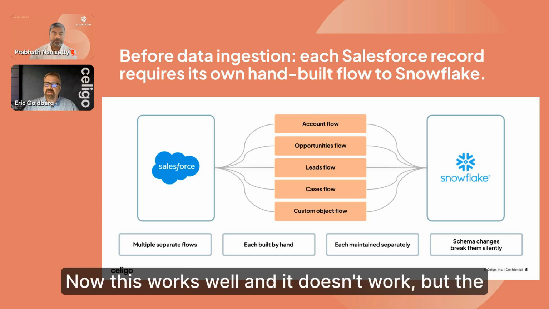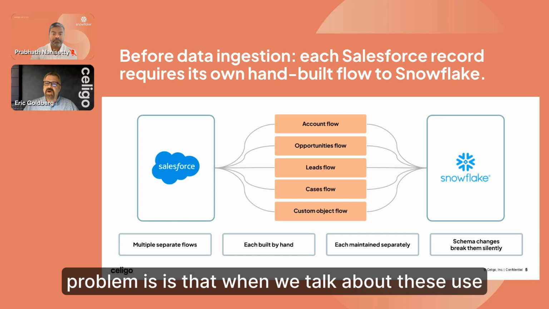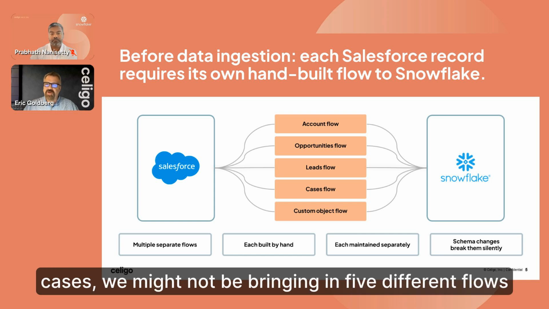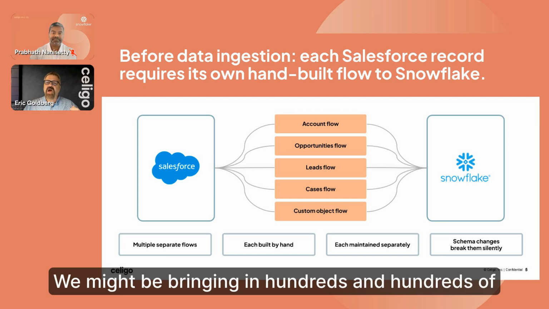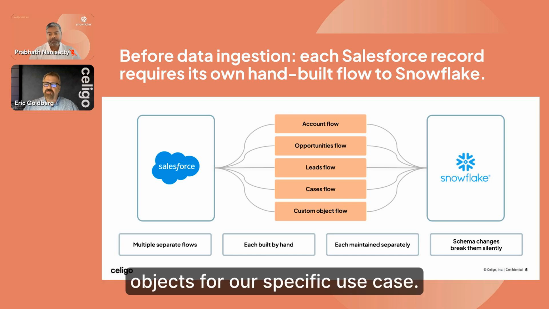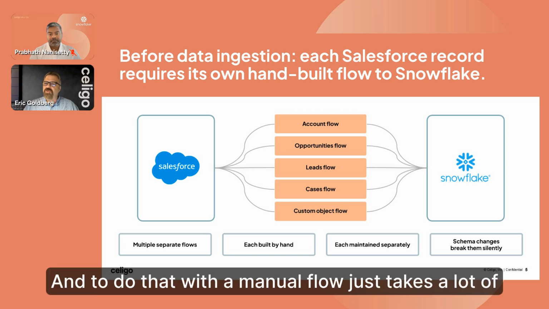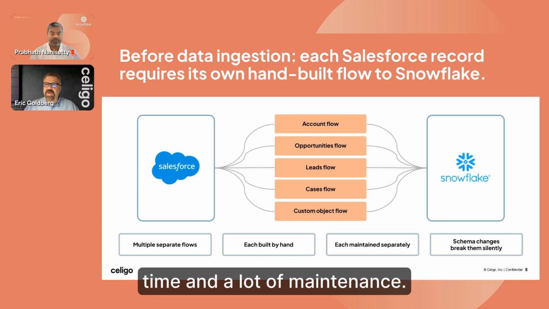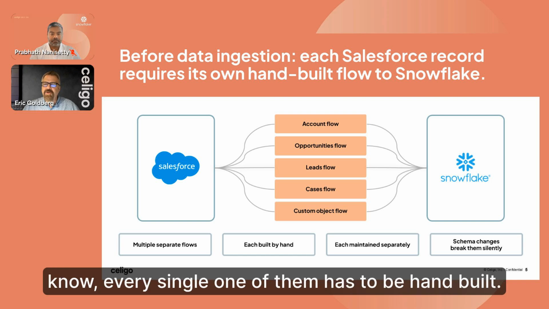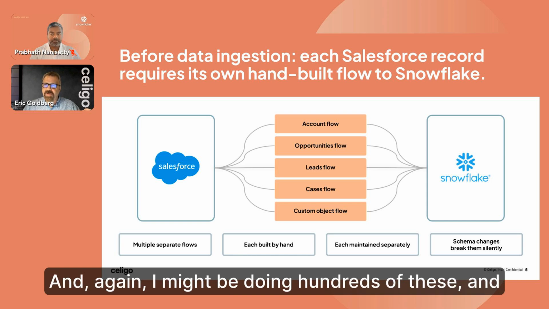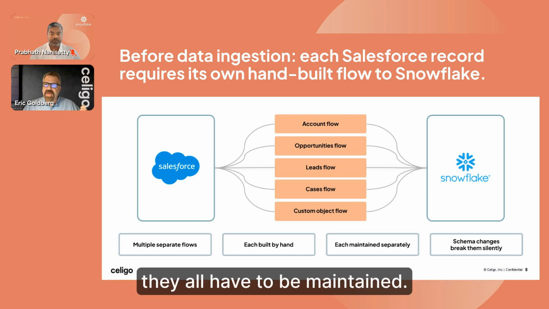Now, this works well, and it does work, but the problem is that when we talk about these use cases, we might not be bringing in 5 different flows of different objects from Salesforce. We might be bringing in hundreds and hundreds of objects for our specific use case. And to do that with a manual flow just takes a lot of time and a lot of maintenance. So when I build these flows out, every single one of them has to be hand built. And again, I might be doing hundreds of these, and all have to be maintained.